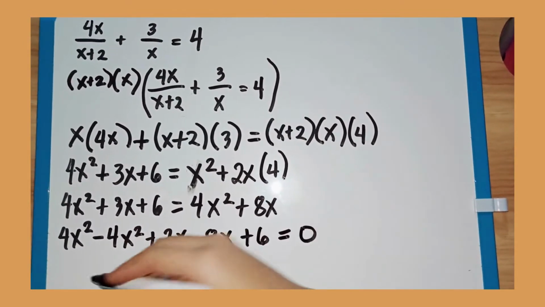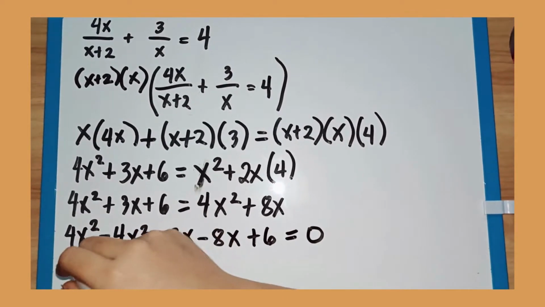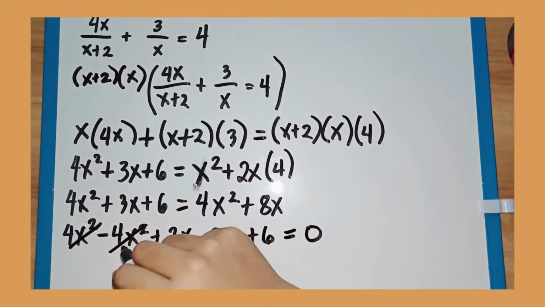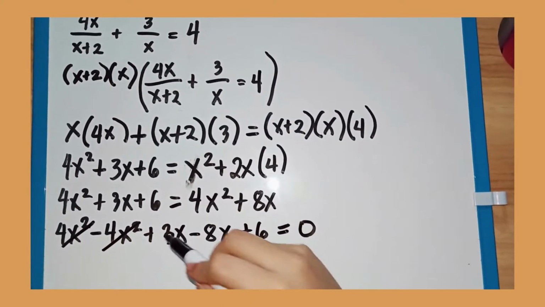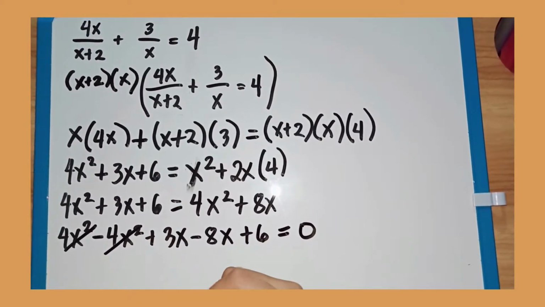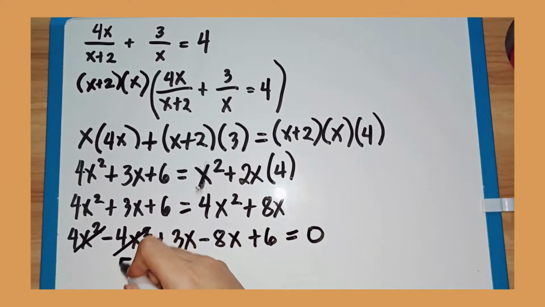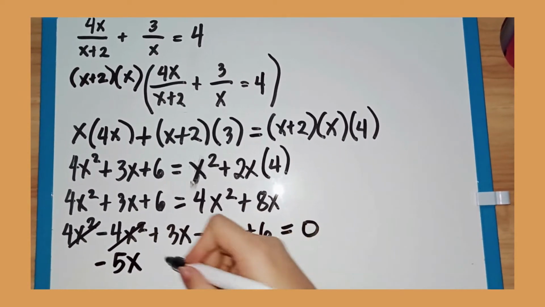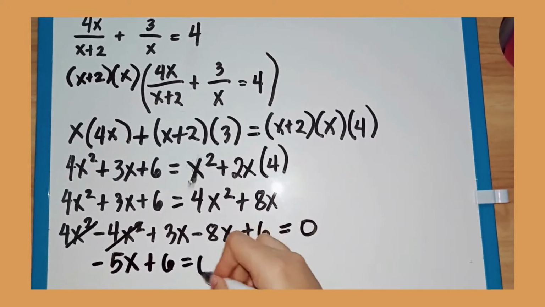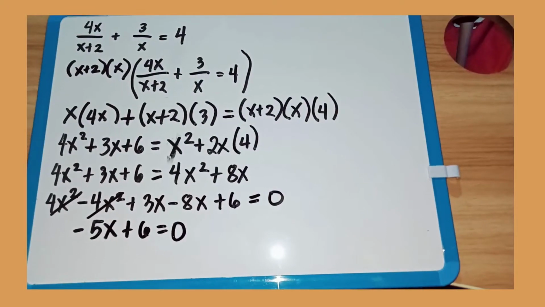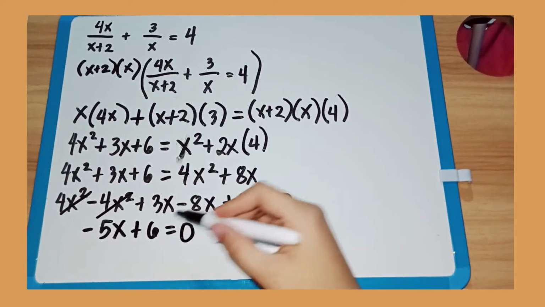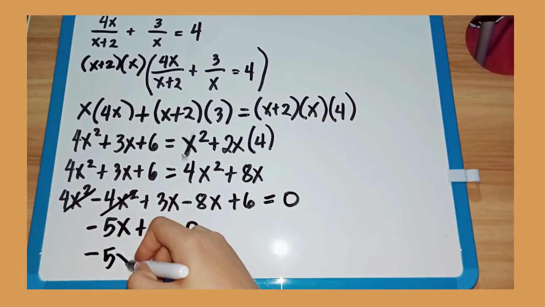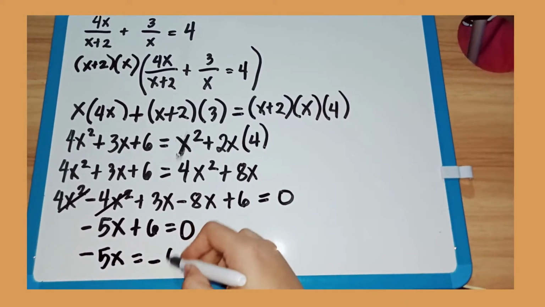Simplify natin. 4x squared minus 4x squared. Cancel na yan. Kasi, positive tsaka negative, magiging 0 na. 3x minus 8x, that is negative 5x, then copy, plus 6 is equal to 0. Yung positive 6, ililipat sa kabila, magiging negative 6. So, this is negative 5x is equal to negative 6.